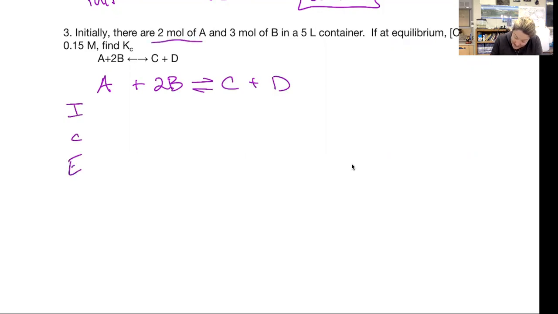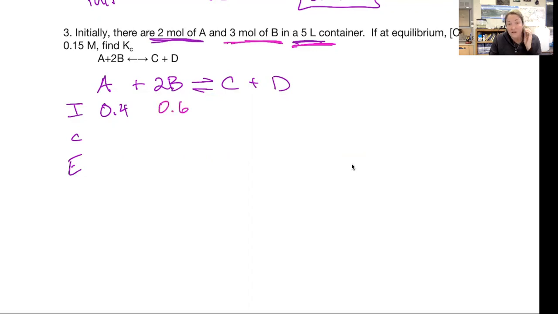Two moles of A in a 5-liter container. Moles divided by liters. 2 divided by 5 is 0.4. For B, 3 moles in a 5-liter container. 3 divided by 5 is 0.6.